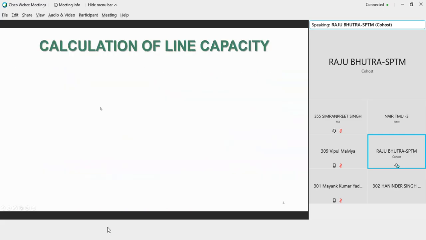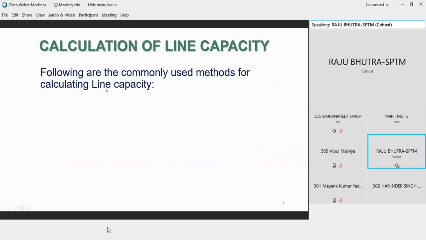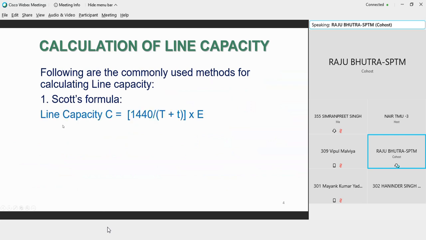Now, calculation of line capacity. How line capacity has to be calculated. Following are the commonly used methods for calculating line capacity of a section. First is the Scott's formula. The Scott's formula is: line capacity C is equal to 1440 divided by (capital T plus small t), multiplied by E.